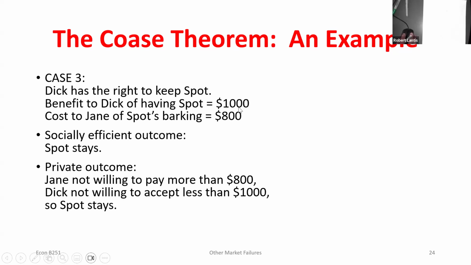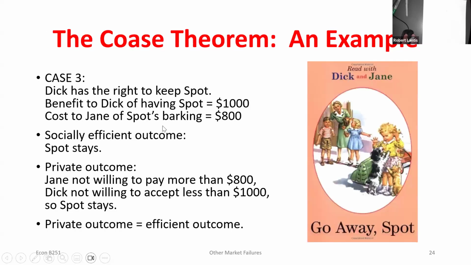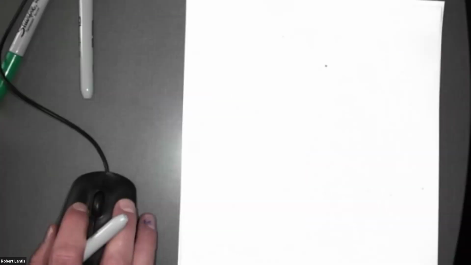And we can think about, is this the socially efficient outcome? Yes, because what was the total benefit to society here? Well, now the additional benefit is $1,000, cost is $800. The total benefit to society if the dog's staying would be $200. That's what should occur. And I don't think I put this slide in here, but let's think about this in a slightly different way.